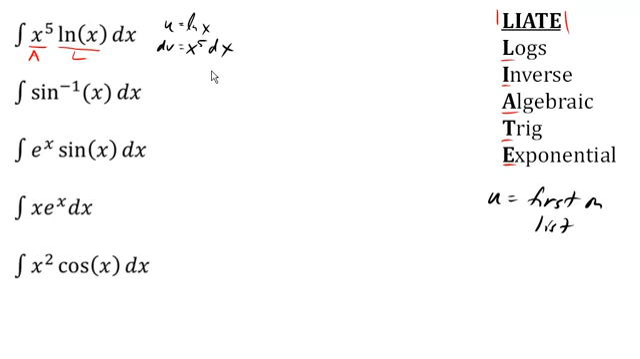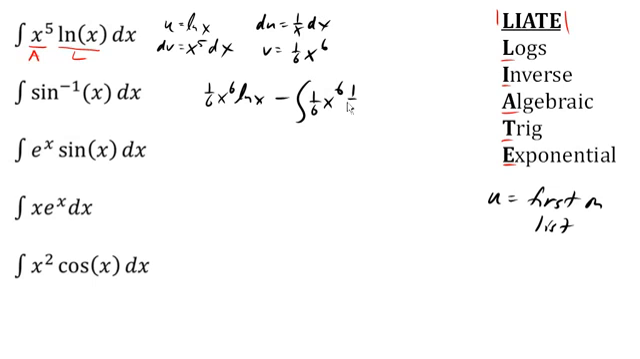So let's go ahead and run through this one real quick. So du will be 1 over x dx. v will be 1/6 x to the 6th. And so we'll get u times v minus the integral of v du.